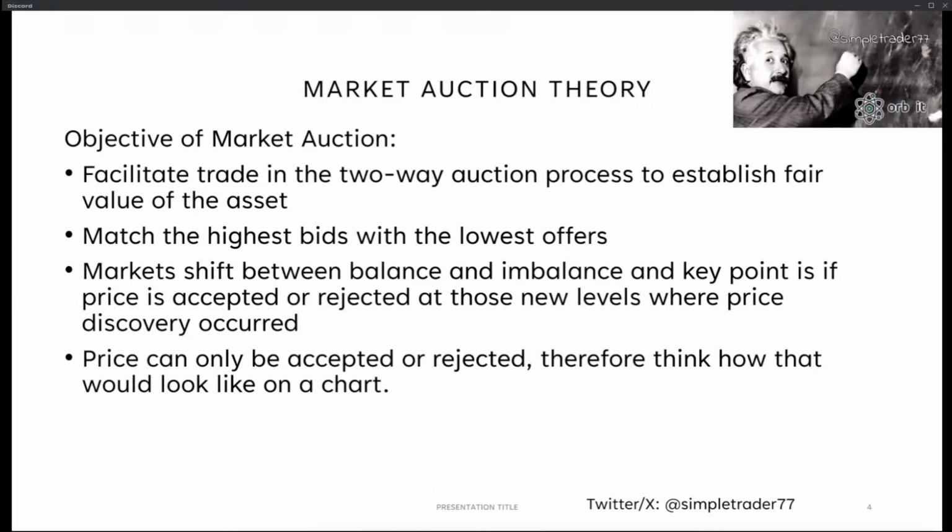The objective of the market auction is really to meet the best bid with the lowest ask, right? So if you have the highest bid and the lowest ask, what do you get? Well, you get a transaction, and how it's executed plays a role in whether one side is more aggressive or less aggressive, right?